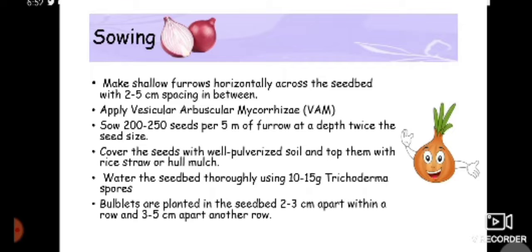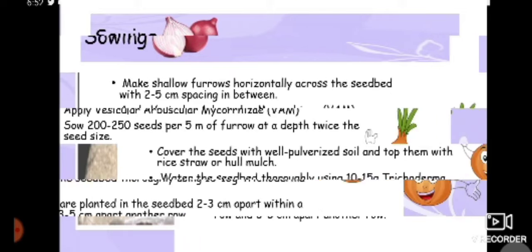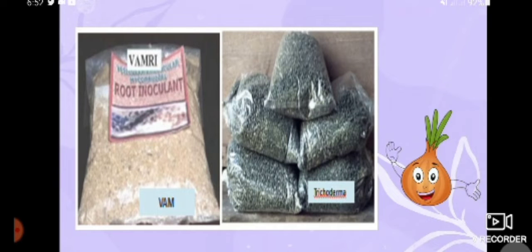Water the seedbed thoroughly using 10 to 15 grams of Trichoderma spores, a fungus that helps minimize incidence of soil-borne diseases like damping off, mixed in 16 liters of water. Bulblets are planted in the seedbed 2 to 3 cm apart within a row and 3 to 5 cm apart between rows. About 200 to 300 kg of good bulblets are needed per hectare. So these are the VAM and Trichoderma.